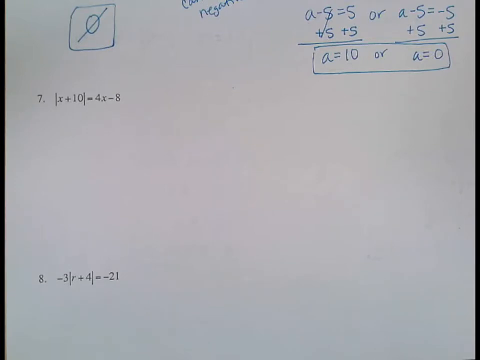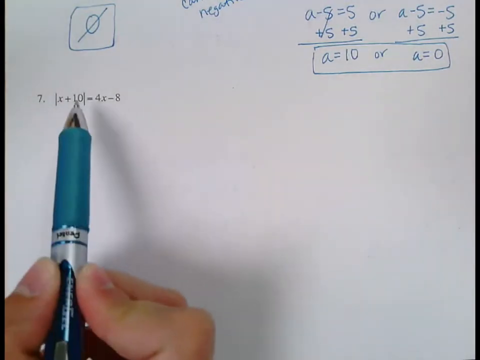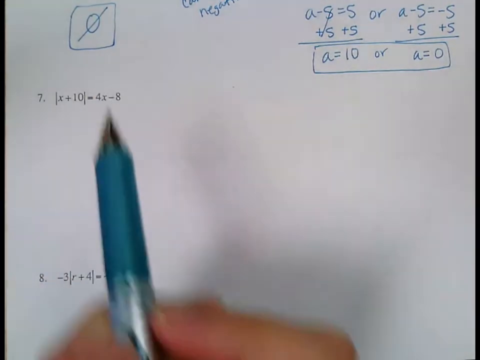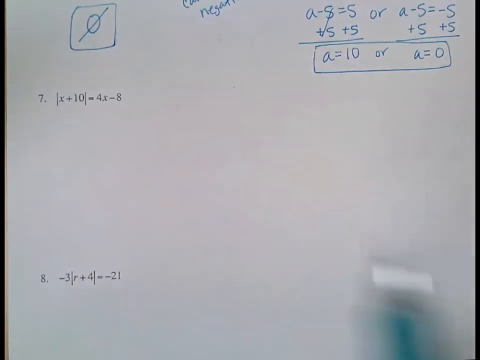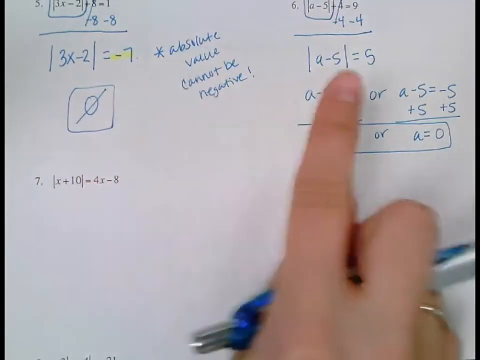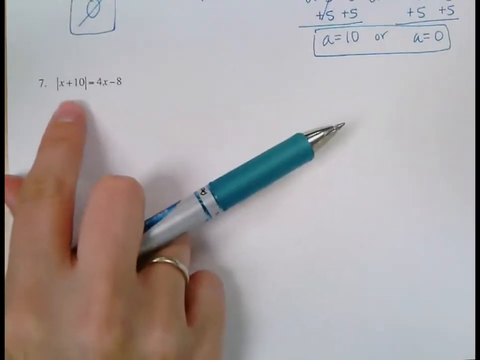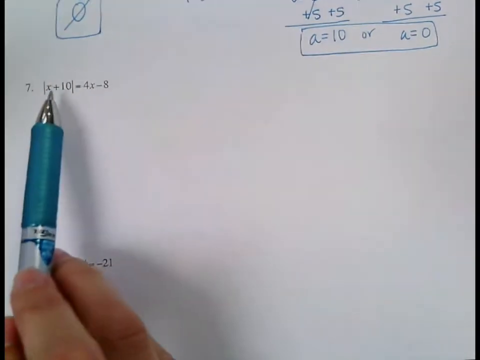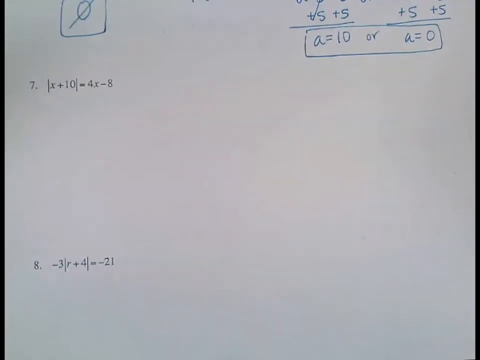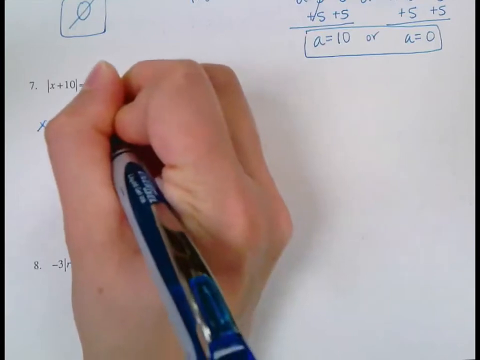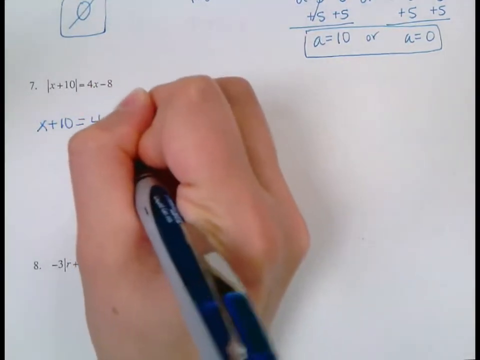So 7, the absolute value expression is already by itself, but notice it is set up differently from the other examples. We have a whole expression on the right side, not just a number. That's okay. But I don't have to do what I did in this first step for the above two because this is already by itself. So I can go straight to setting up the two cases, the positive and negative case. So the first case is just keeping the whole equation the same. I just don't need the absolute value bars. So I have x plus 10 equals, and I keep the right side the same, 4x minus 8.